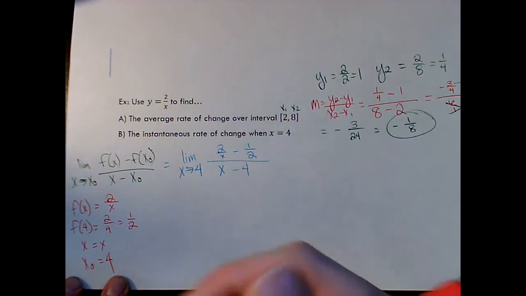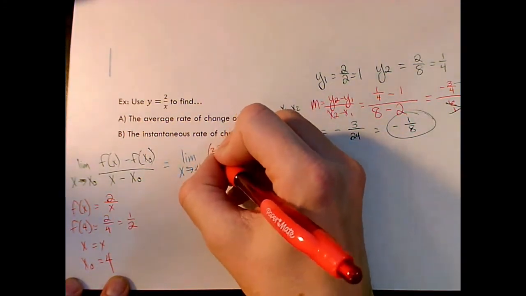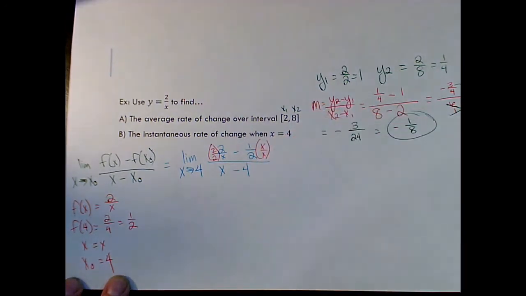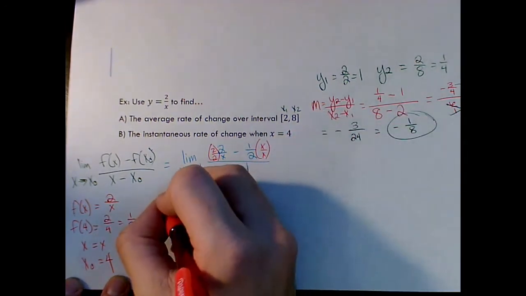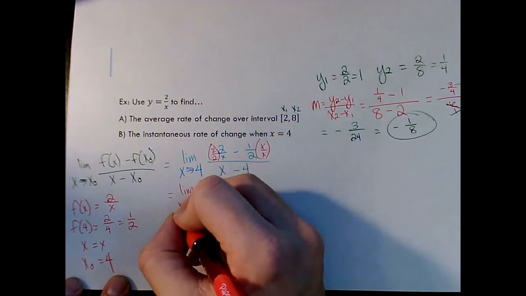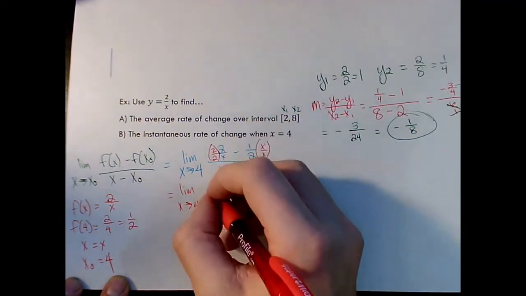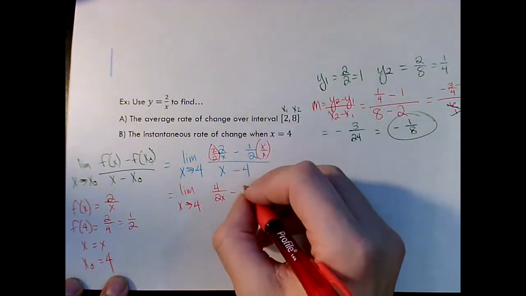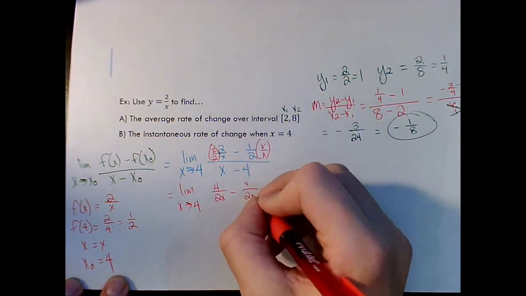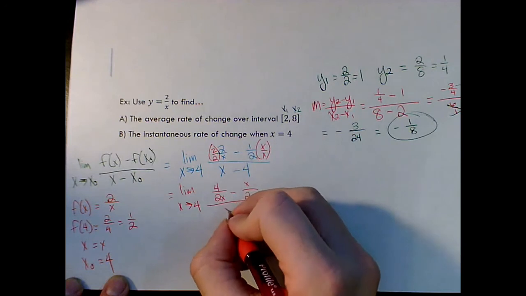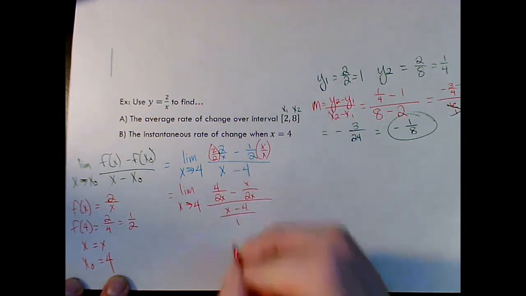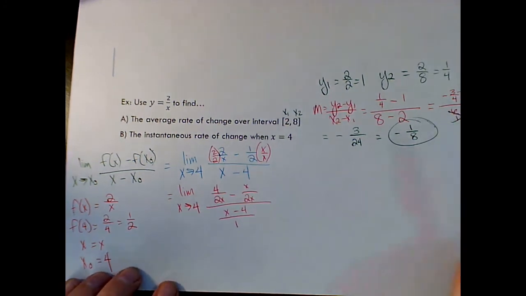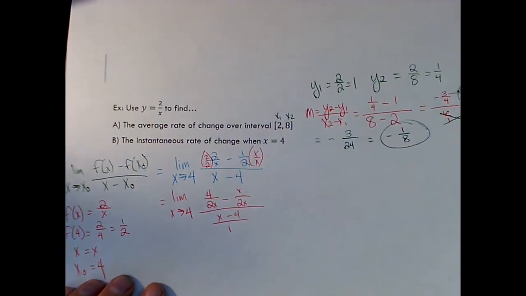Before I go much further, I should probably multiply this by 2 over 2 and this by x over x so I can eventually combine those things. So let me write that over here. I'm afraid I don't have enough room on the right to make it look decent. 4 over 2x minus x over 2x all over x minus 4 over 1. Now I'm putting that over 1 again because I have an idea as to what's going to happen. Something similar to over here is going to happen.